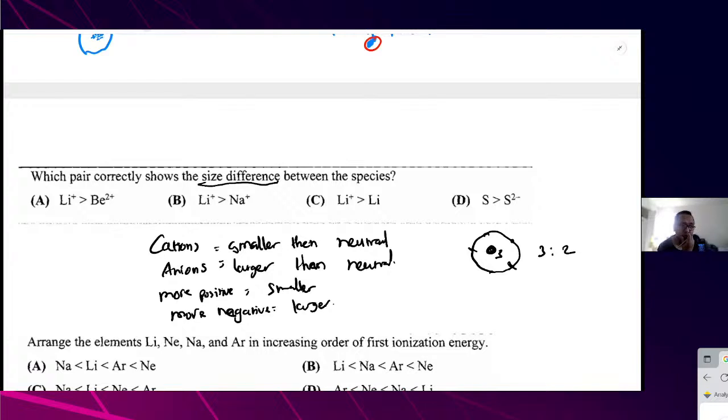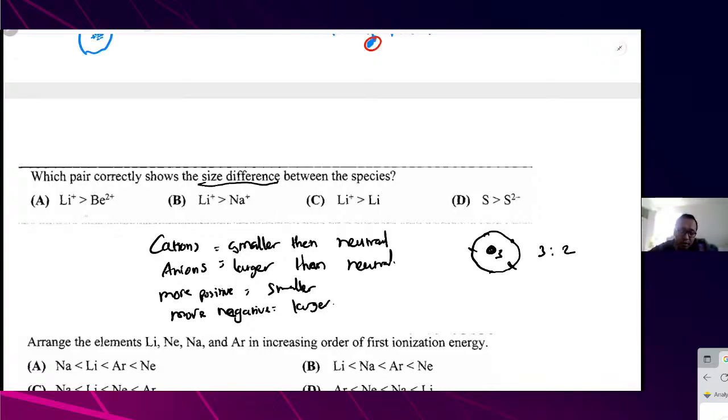Because like I mentioned, adding electrons increases repulsion, so it gets a bigger size. Okay, so now let's take a look at the options one by one.